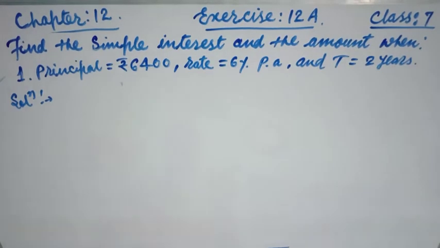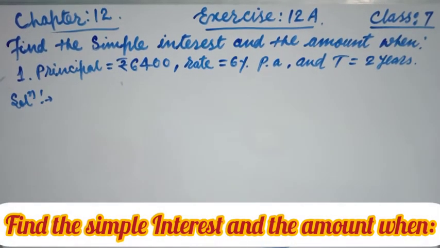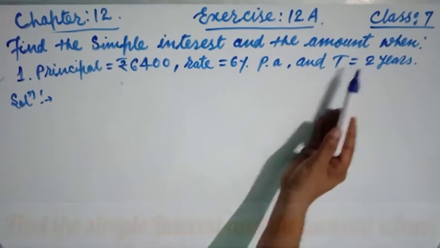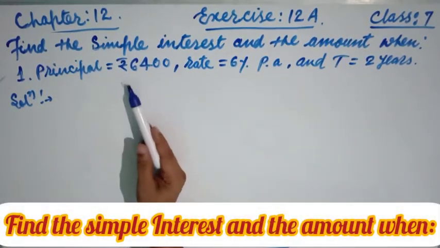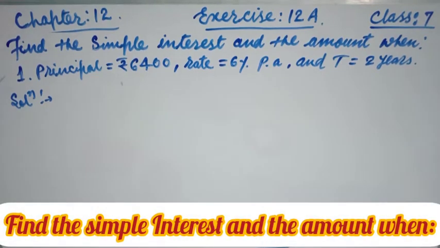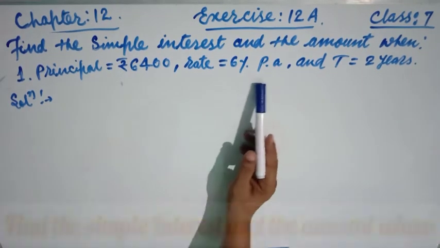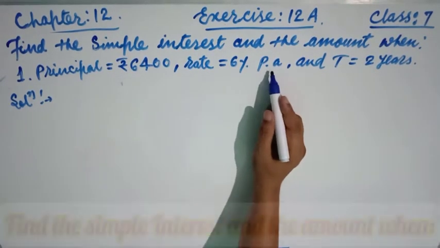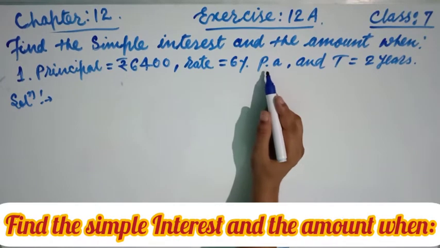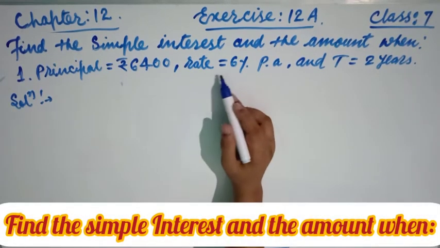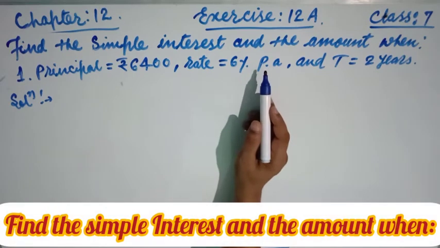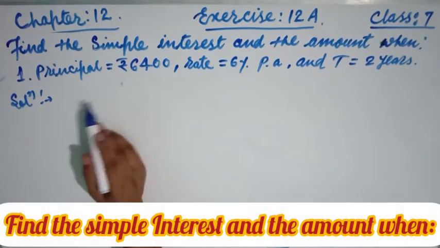Now see friends, here question: find the simple interest and the amount when principal is equal to rupees 6,400, rate is equal to 6% per annum, and T is equal to 2 years. So what about the per annum? Per annum means per year, that means in 1 year. The rate is given as 6% per year, means in 1 year. Okay, now the principal is here.